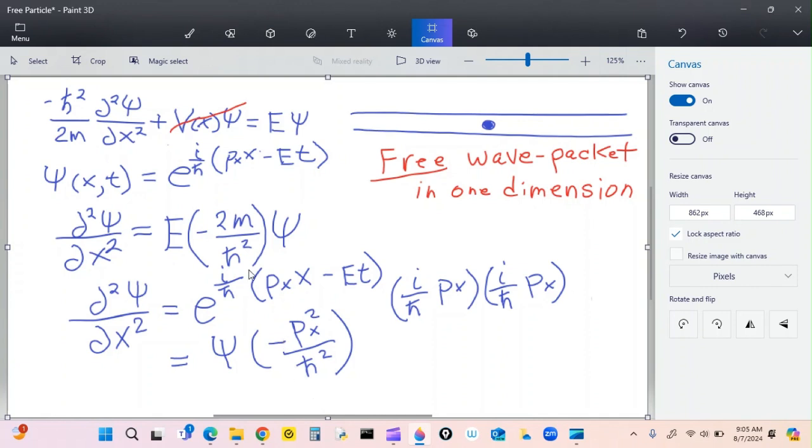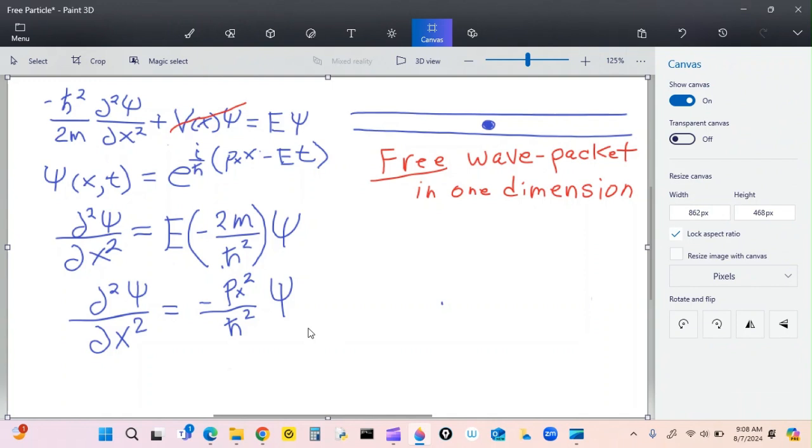So if that's true, then E times -2m over h bar squared would also have to equal minus p sub x squared over h bar squared. Okay, simplifying a little bit so we can examine these things. If you'll notice, this means that if all this looks the same, then I can factor out the psi and just look at these things. So I can look at energy times 2m over h bar squared times negative p sub x squared over h bar squared.